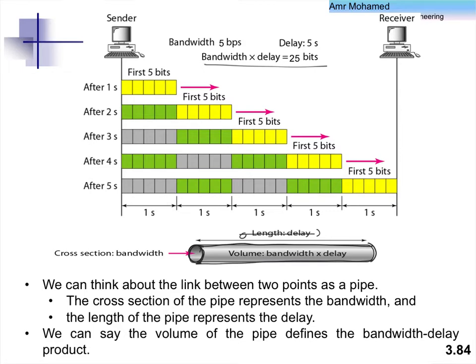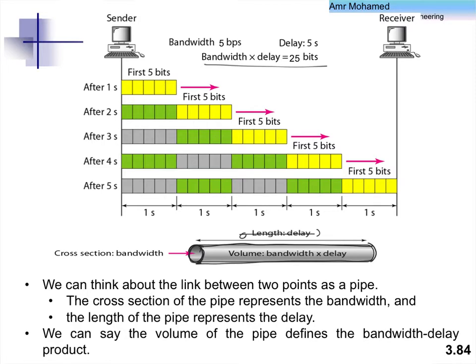This one is for the whole burst. Yes, the whole burst that fills the line. So this is actually the amount of bits that can fill the line, which is the delay multiplied by the bandwidth. Yes, the transmission delay.